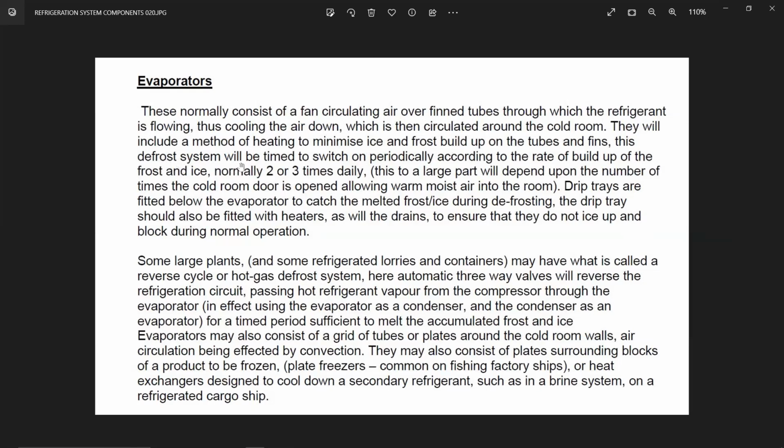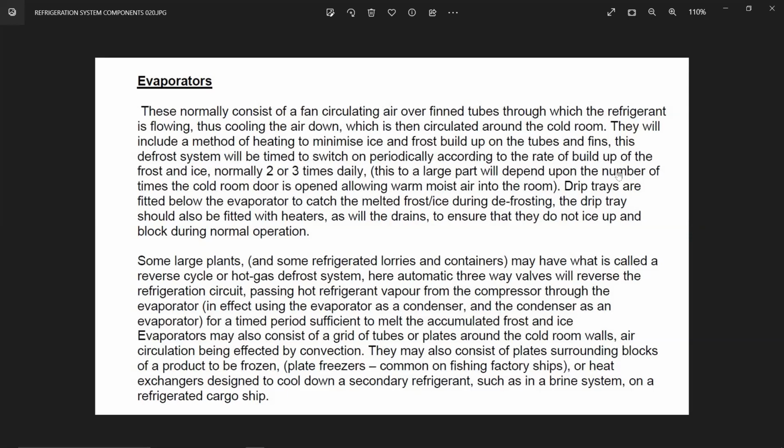This defrost system will be timed to switch on periodically according to the rate of buildup of the ice and frost, normally 2 to 3 times a day. We will talk about methods to defrost the system, जिसमें hot gas defrosting भी कल बात करते हैं and other methods also. Off cycle, on cycle का भी बात करेंगे. Okay. So 2 to 3 times it will basically defrost.